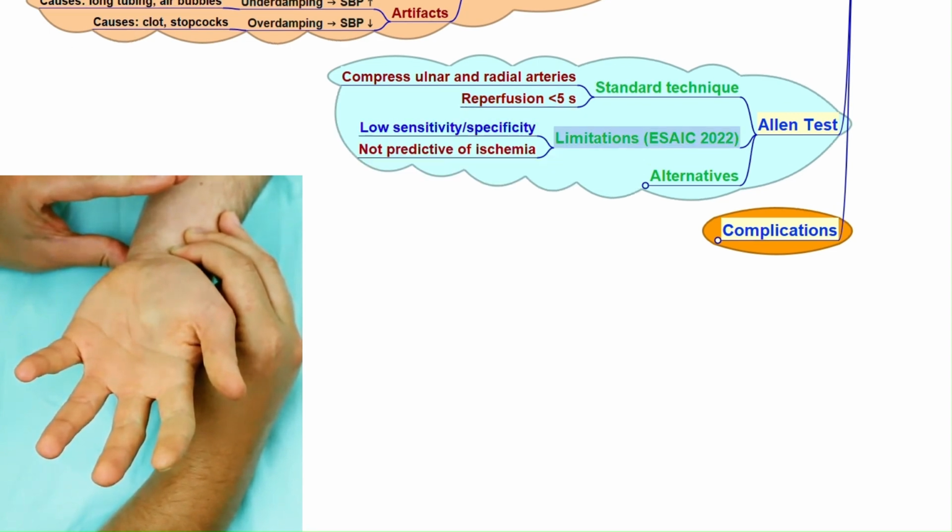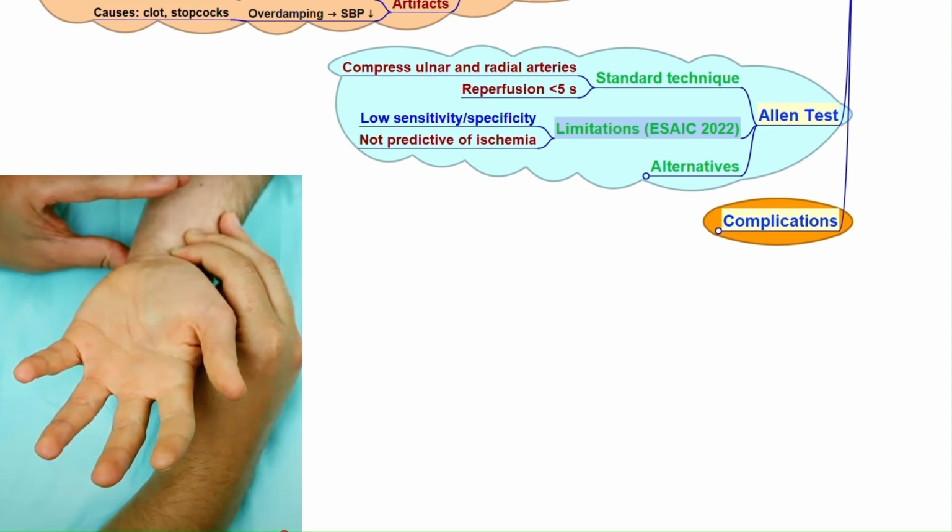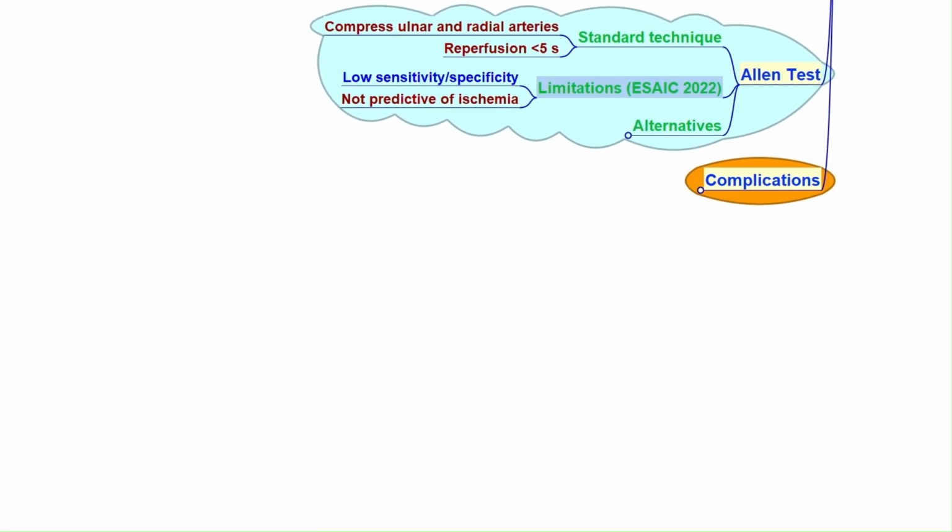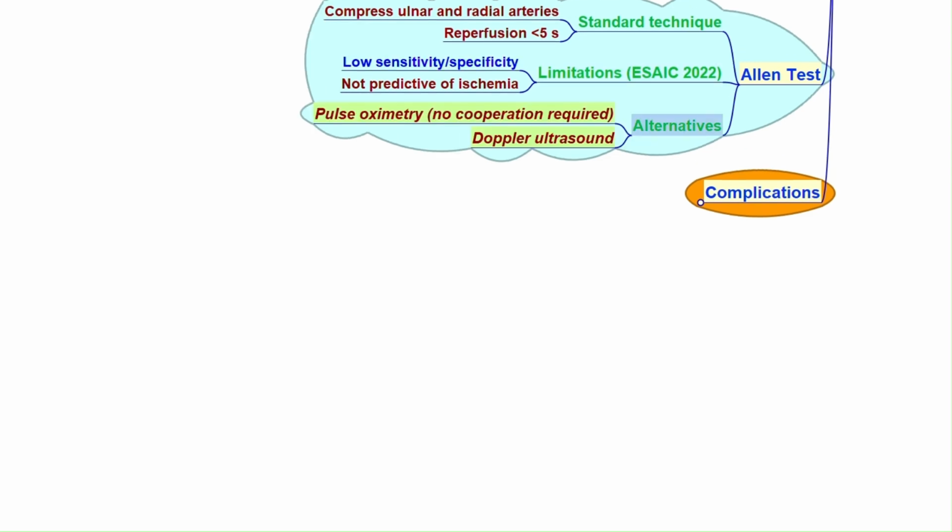The test is not reliable. Sensitivity is only 60 to 70%, with both false negatives and false positives. Studies also show there is no reduction in ischemic complications when using this test. That is why recent European recommendations do not advise using the Allen's test as a decision-making tool. Instead, two better alternatives are available.